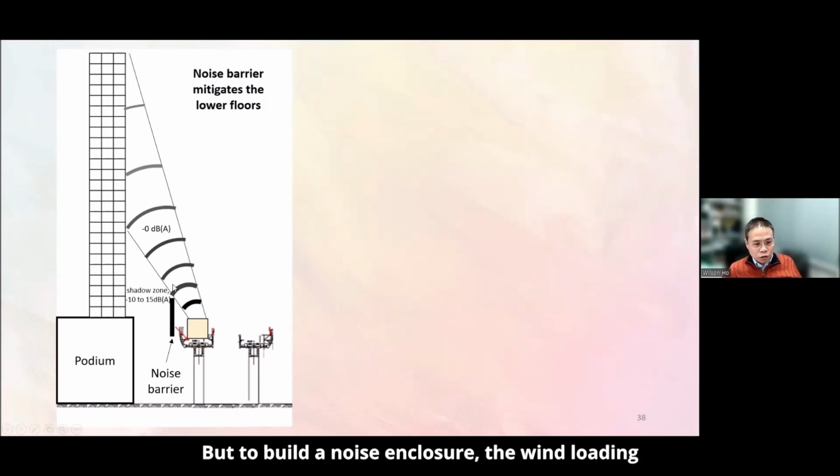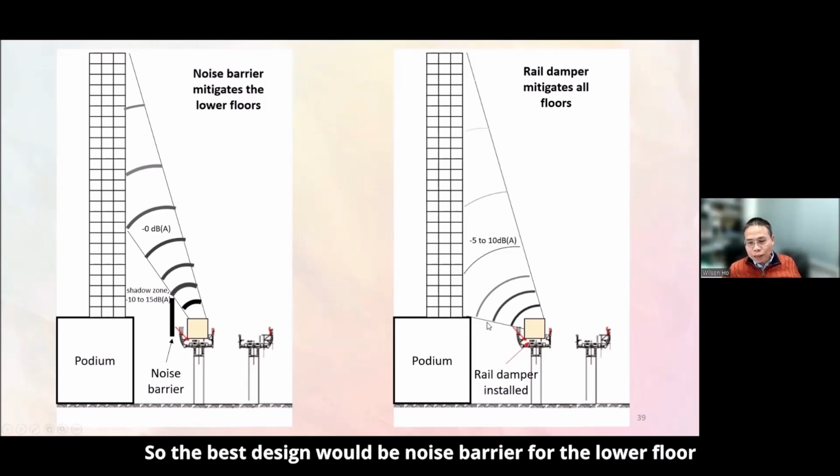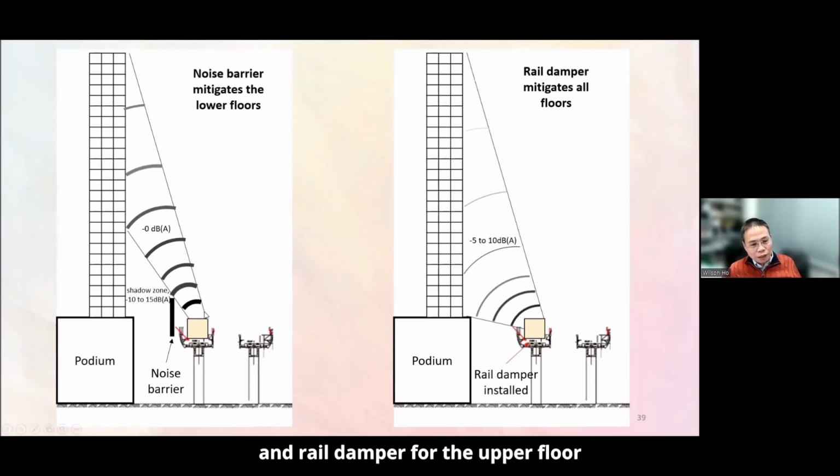But to do a noise enclosure or canopy, the wind loading would make it very challenging for the structural design of the bridge. For the rail damper, because the noise reduction is from the source, it could be minus 10 dB or minus 5 dB, but the benefit is for the entire building. So the best design would be a noise barrier for the lower floor, then the damper for the upper floor, then the entire building, lower floor and upper floor, is totally protected.